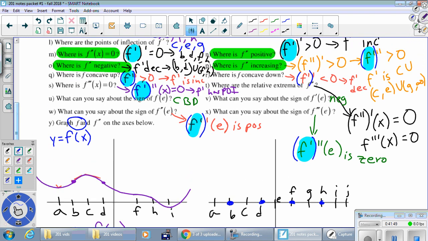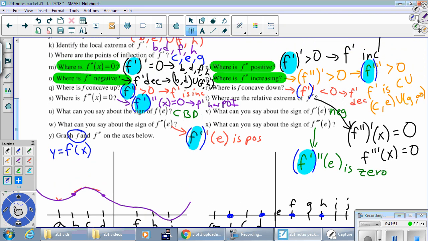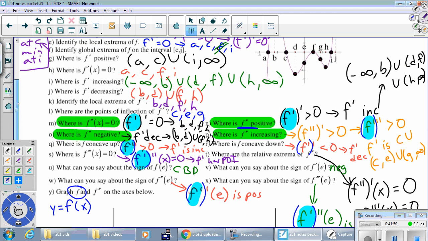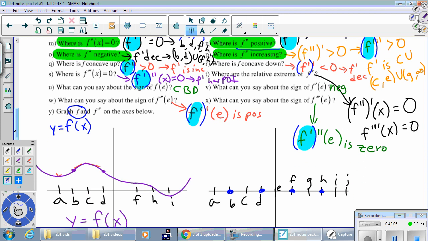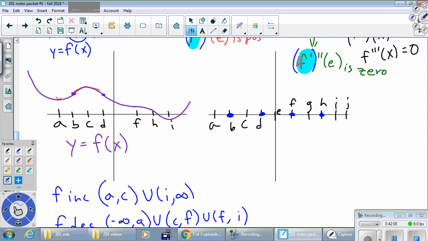And then it says that F double prime is positive. I'm looking right up here. And we did some translating. I think the answer is just off the screen here. We said F double prime is positive on these intervals: until B, and then D to F, and then starting at H. Until B, D to F, and then from H onward. So real rough sketch, positive until B, D to F, and then from H onwards.